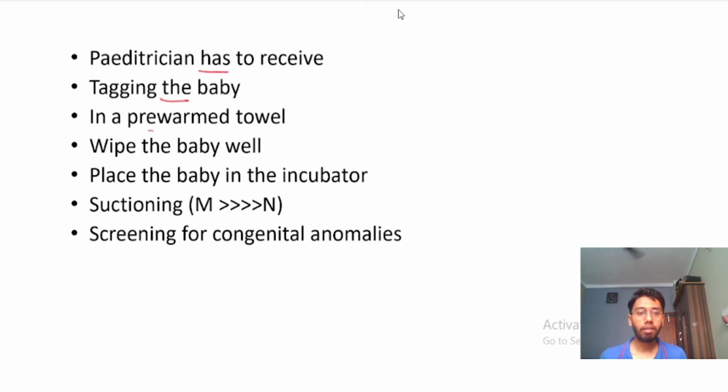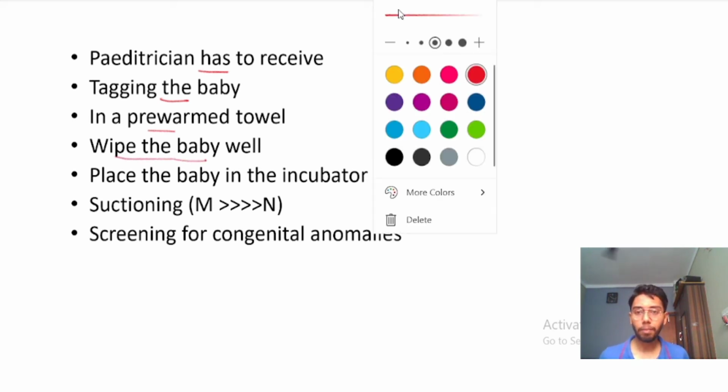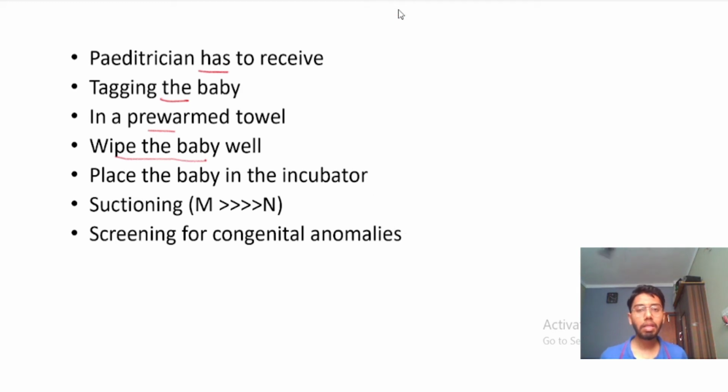Fine. Then the pediatrician will receive the baby on a pre-warmed towel, and we'll have to wipe the baby. Wiping the baby is very, very necessary, because the baby will be losing a lot of heat through his head and body surface, as the baby would already be covered with amniotic fluid and vernix caseosa. We have to immediately wipe that so that we can reduce the heat loss. Then we'll shift the baby immediately to the incubator, which will already be switched on, at an ideal temperature of 36.5 to 37 degrees Celsius.